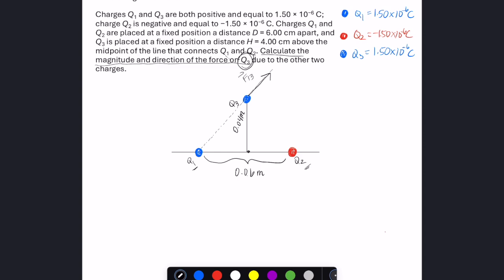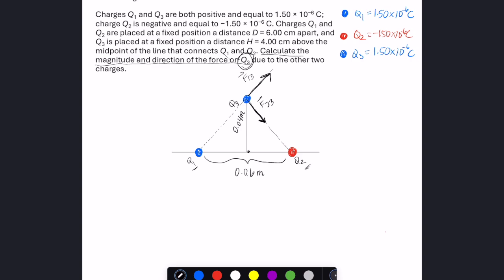So now what about the force that Q3 feels due to Q2? Well, they're opposite charges, so there's going to be an attractive force. So if we draw our straight line path, Q3 is going to be attracted to Q2. So its force vector is going to point directly towards Q2. Q3 is going to want to move towards Q2. Q3 is going to want to move directly away from Q1. So there's our force vectors.